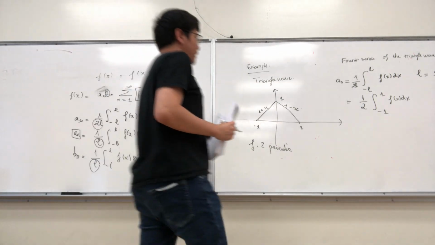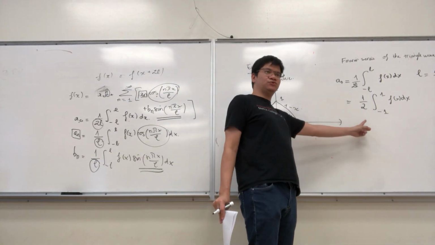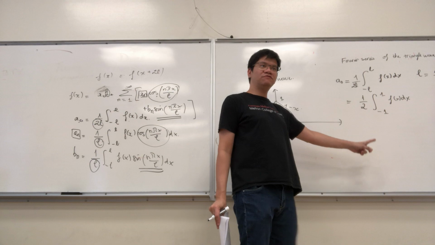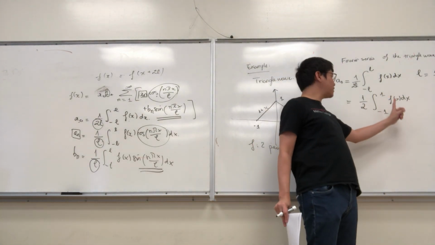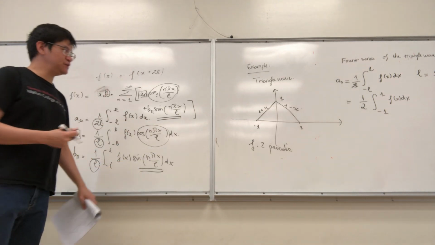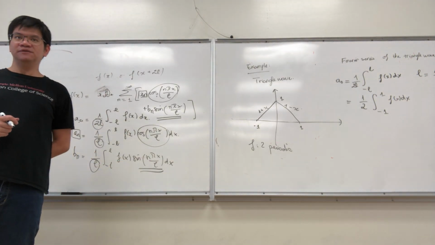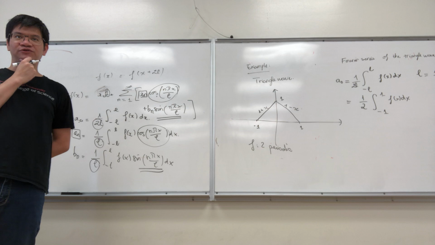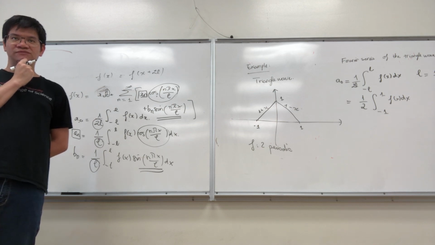Right? So now what you have to do is to compute 1/2 of the integral from minus 1 to 1 of f(x) dx. So how do I compute this integral? You split it. From where to where? Minus 1 to 0, and then 0 to 1.